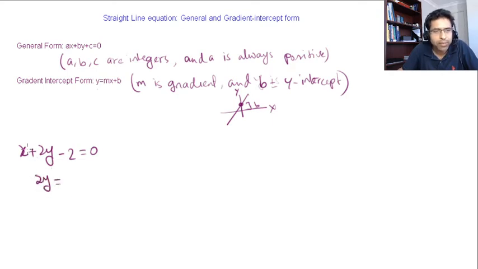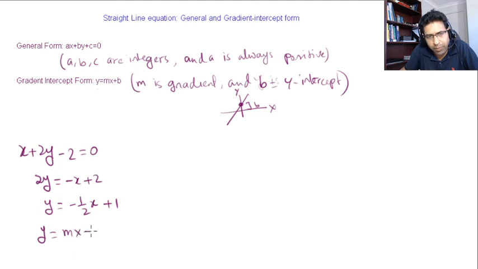So we bring x and 2 to the other side, which gives -x and +2, and then we have to make y the subject. So you have to divide by 2. If you divide this by 2, that is y equals minus half x plus 1. Okay, so this is our gradient form. And if I ask you what is the gradient, comparing with y equal to mx plus b, we know that m is minus half, and b is the y-intercept, which is 1.